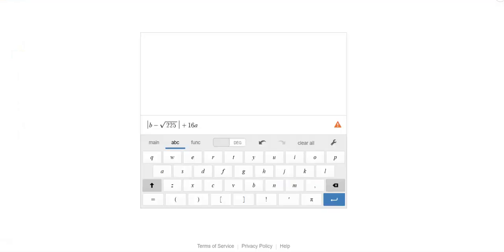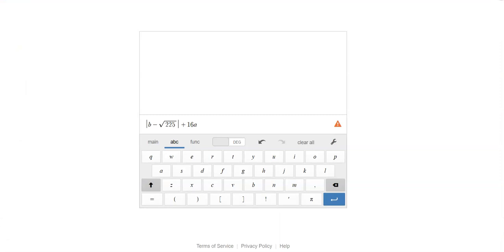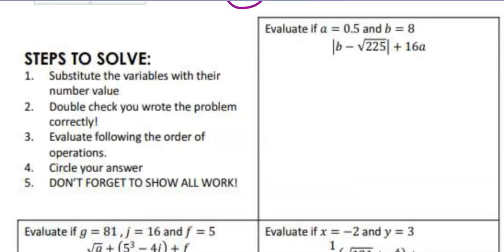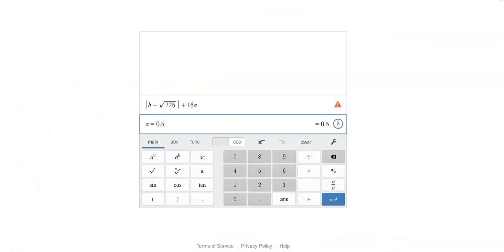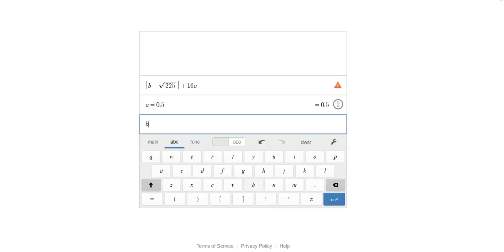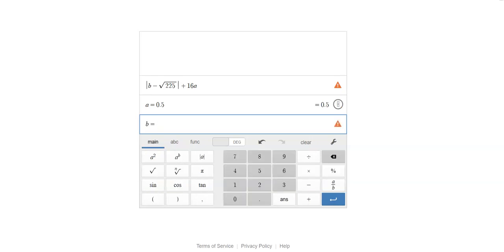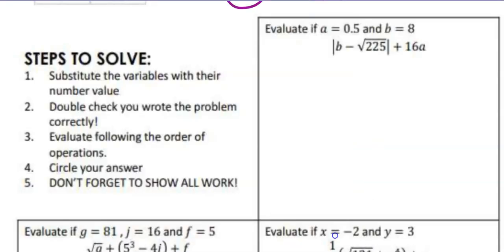So we're going to go to our next line. I'm going to go ahead and make this bigger for right now so we can see it. So if I go to my next line, let's look at the problem. A is equal to 0.5 and b is equal to 8. So just type that in my calculator, and if you notice up here, it gives us our answer of 15. So our answer is 15 at the top. So I can go ahead and write that as my answer. So the answer to this one is 15.